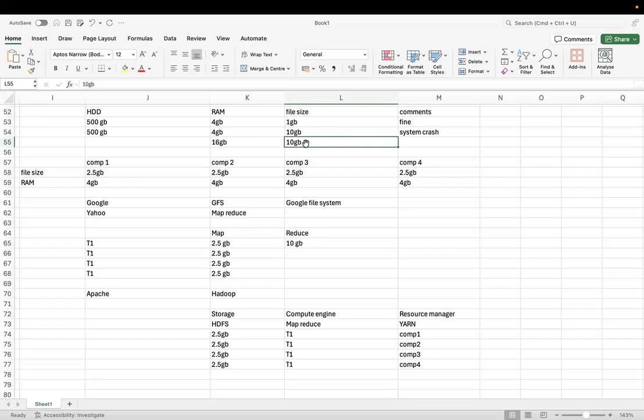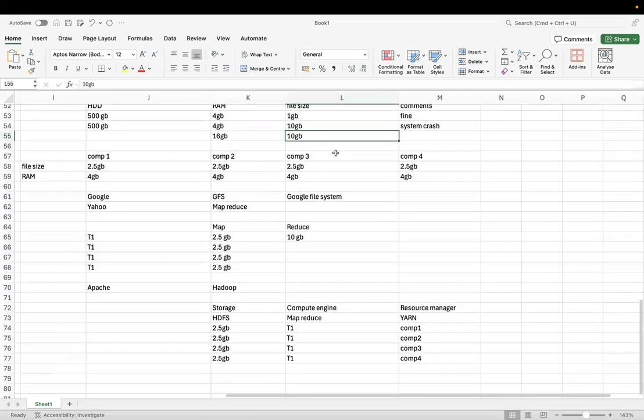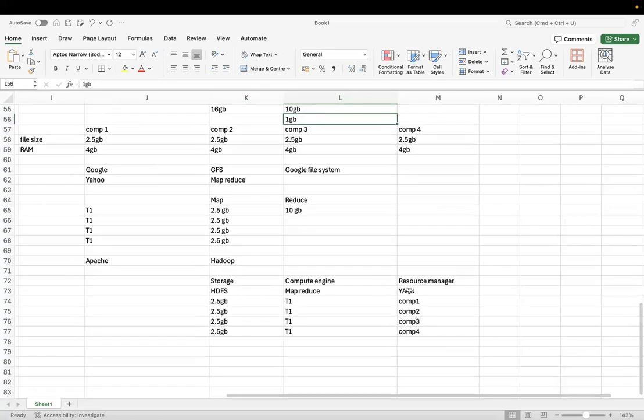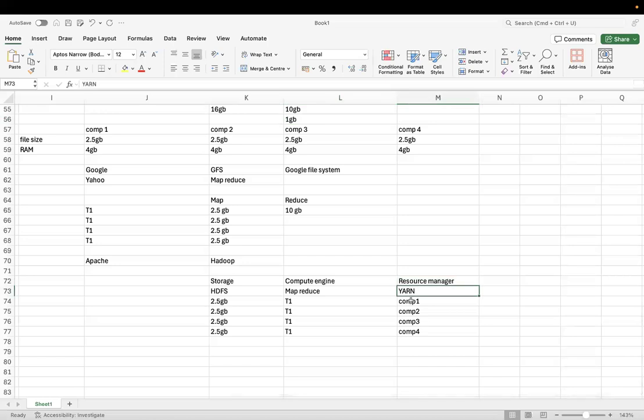This is not always 10 GB. Today it could be 10 GB, tomorrow it could be 1 GB. So what happens is tomorrow if the data is less, if users are using less data, and it becomes 1 GB, then 16 GB would be unnecessary cost, right? Here what happens is this yarn is going to adjust the memory.